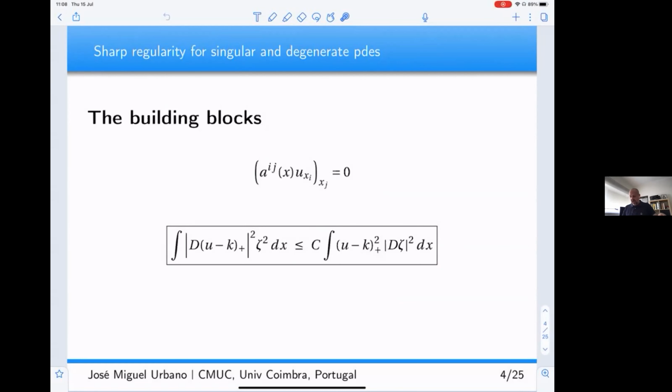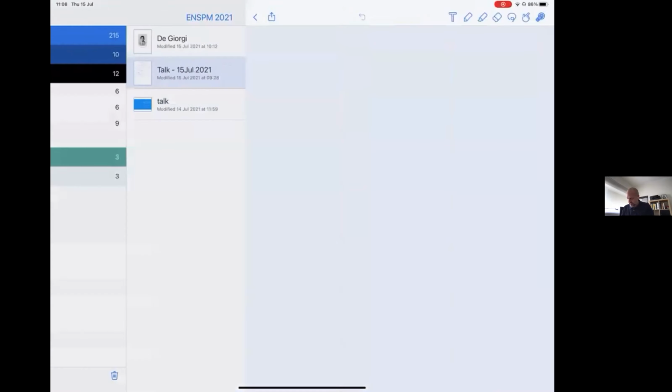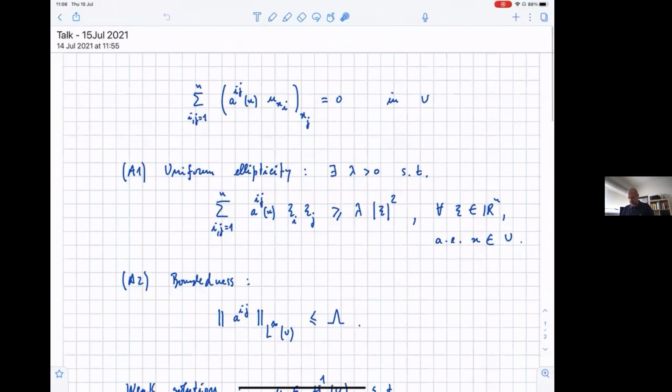So this is what I call the building blocks of the theory, and I want to concentrate on this because I want to show you the difference in these Caccioppoli estimates when you go from these linear equations to non-linear equations and then to the parabolic case. But I thought it would be nice to derive the Caccioppoli estimates for the simpler case of a linear elliptic equation, as De Giorgi did. And that's what I'm going to do now.